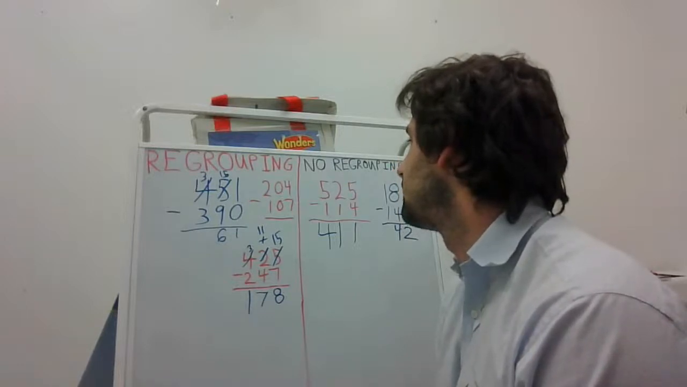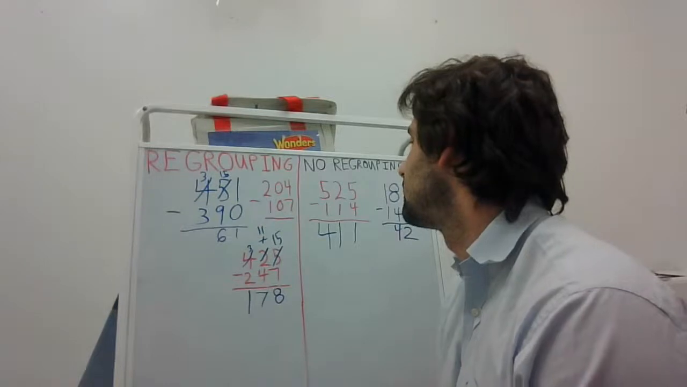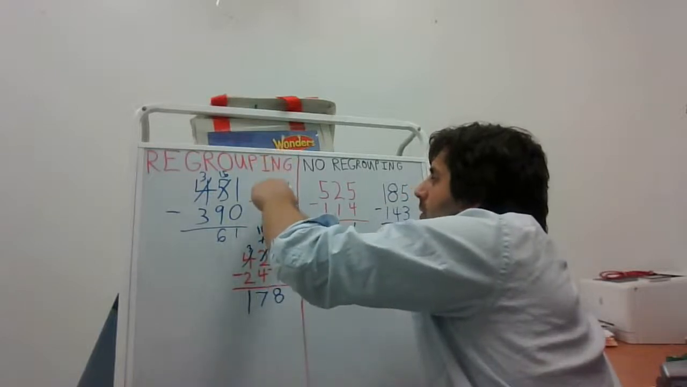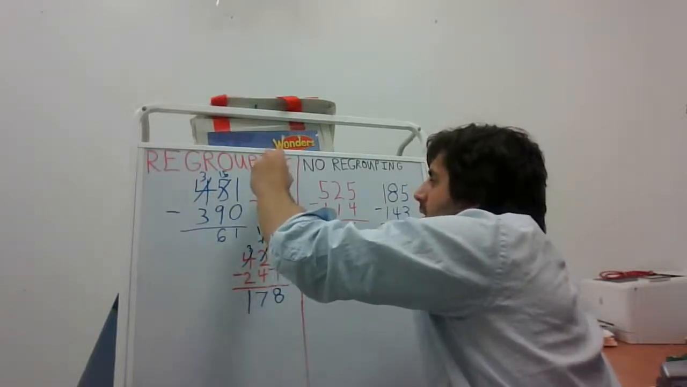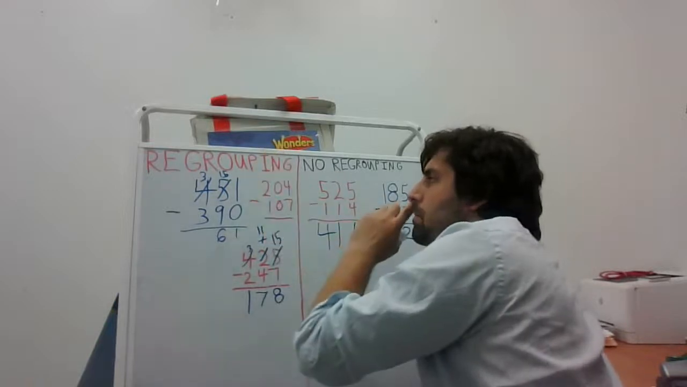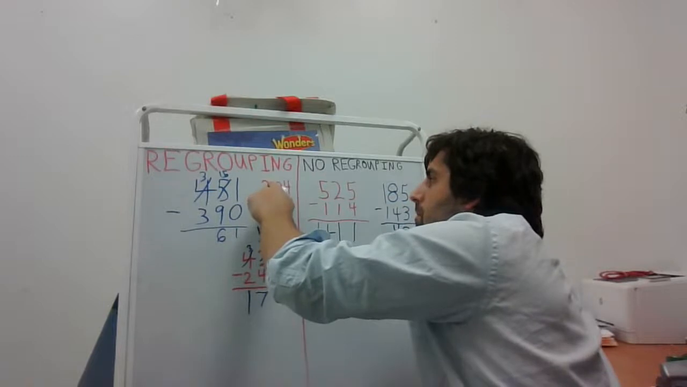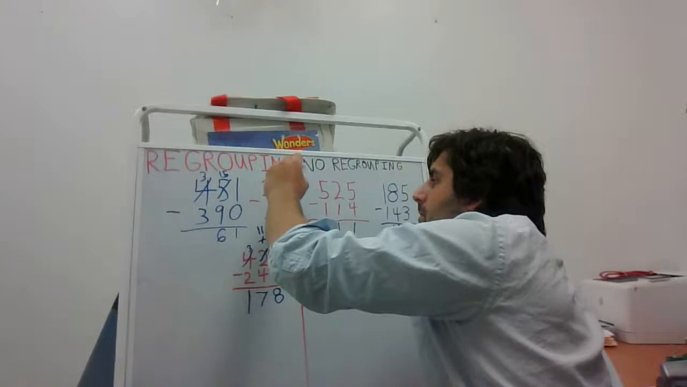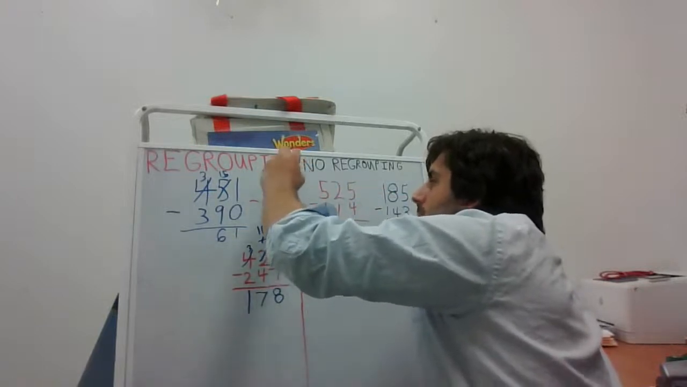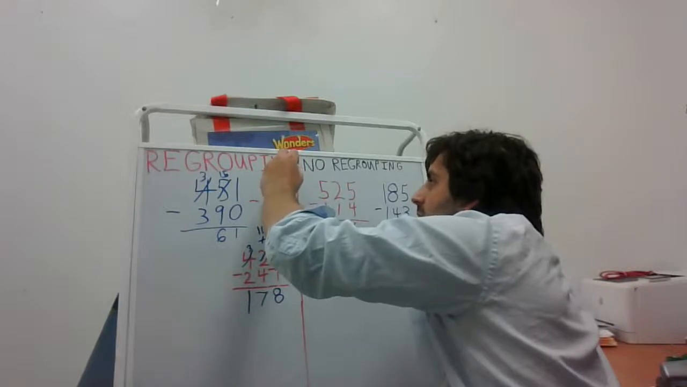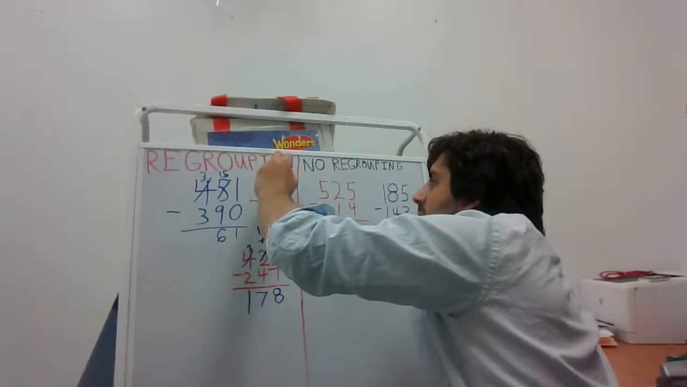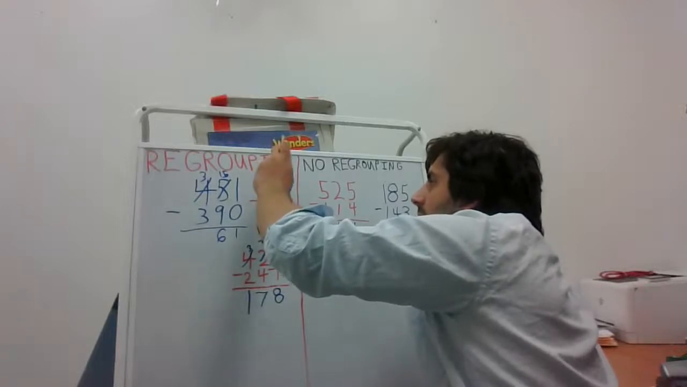Now looking over here, we need to regroup. 204 minus 107. So the 4 is going to become a 14. Can't leave that as negative 1. So the 2 is going to become a 1. One's going to become a 9.